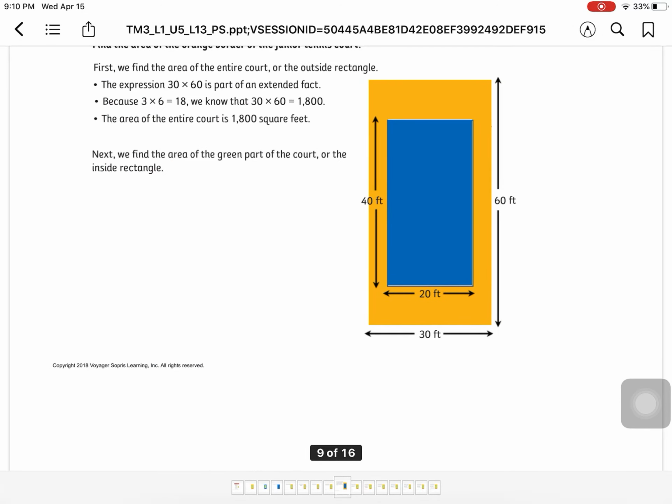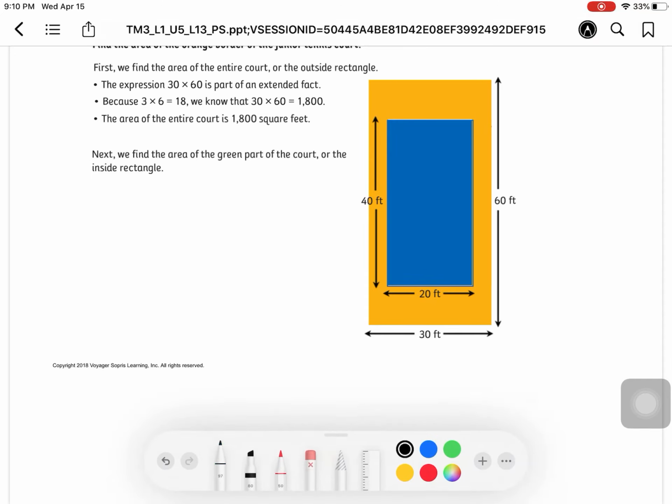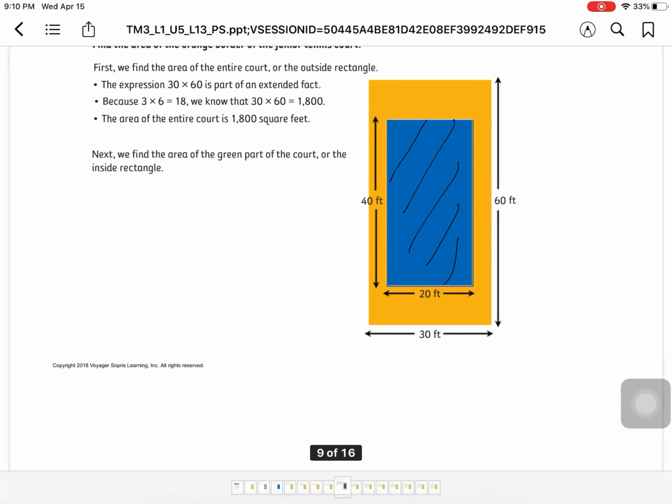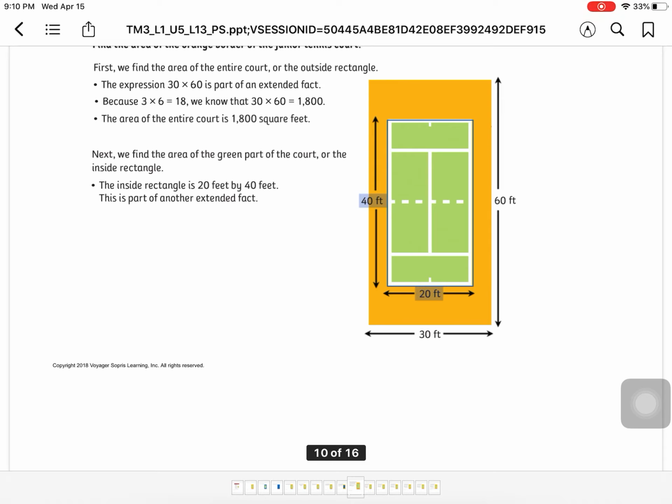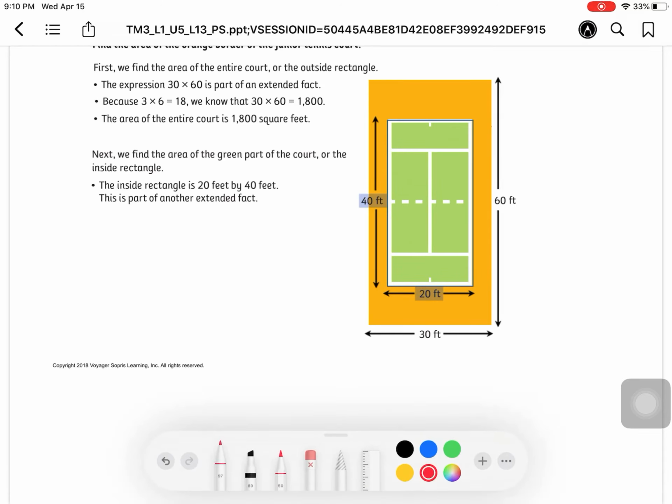Next thing we need to do is find the area of the actual green court, which is this part, okay, because we're going to have to take that off. We don't want that painted. We just want the orange part painted. And I know that court on the inside is 20 by 40. So again, basic facts, if I have 20 by 40, and I look here because they're extended facts, 2 times 4 is 8, and I've got 2 zeros, so it's 800.